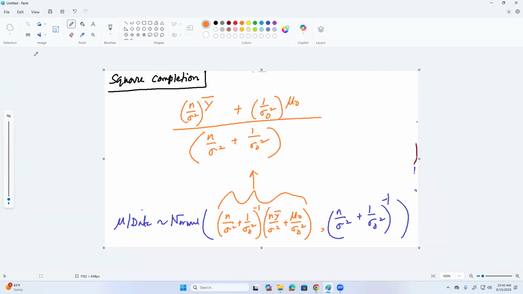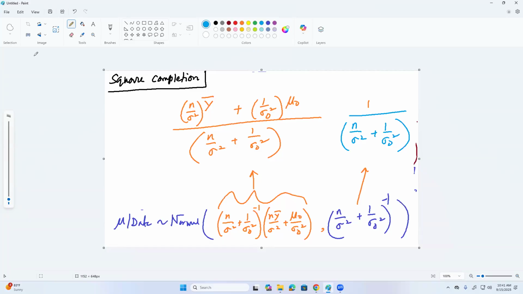And the variance is also mixed. Look at this part: 1 over n over sigma square plus 1 over sigma naught square. This is the variance. The variance is also modified with the variance of y bar and the prior variance.